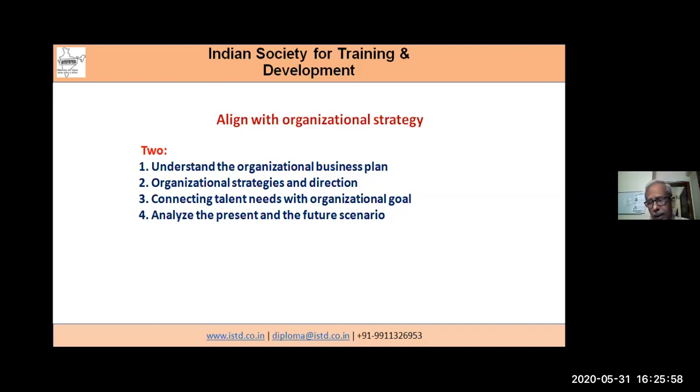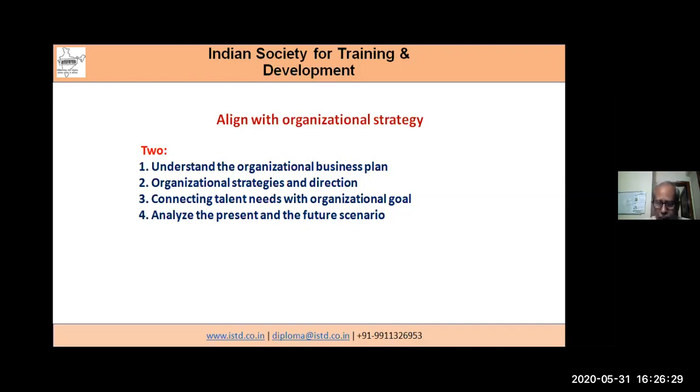Organizational strategies and direction. What are the organizational strategies? How is the organization going to make its presence felt in the market? How are they going to deal with their competitors? What are their competitive priorities? What are the strengths by which they will create their own competitive priority? If there is an area of competitive priority, then you should look for the people who are more proficient and skilled in that particular area.